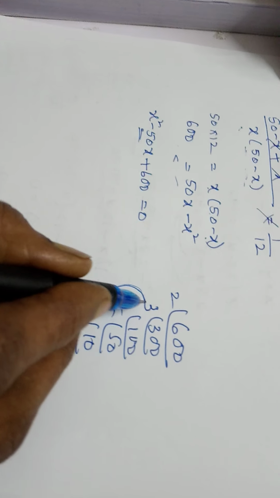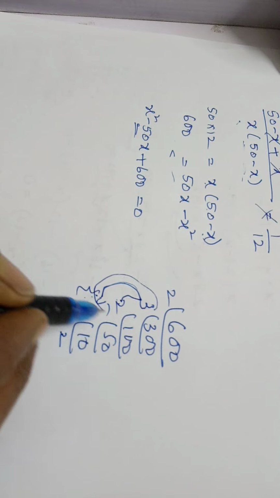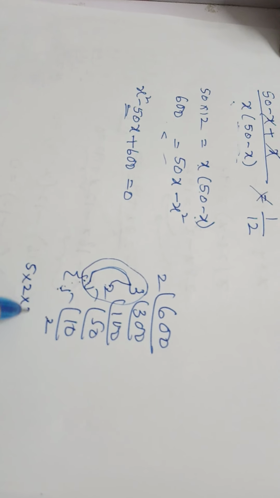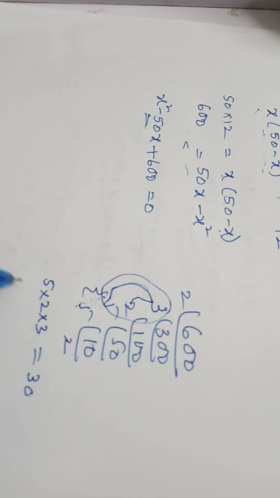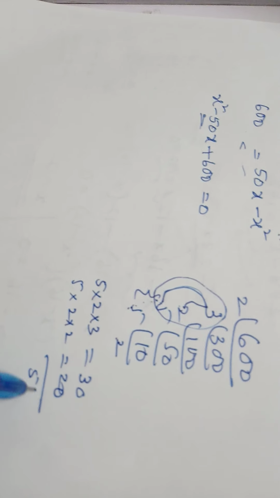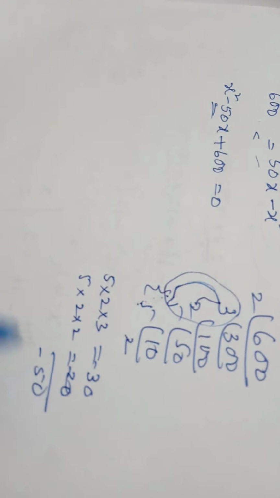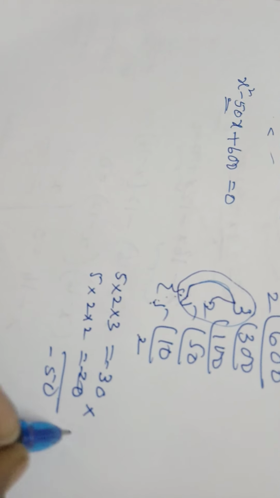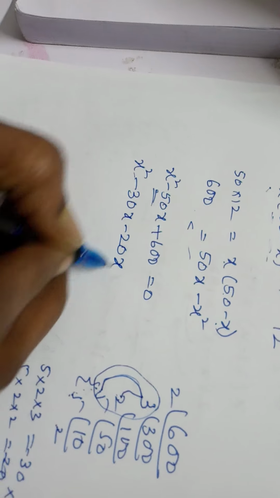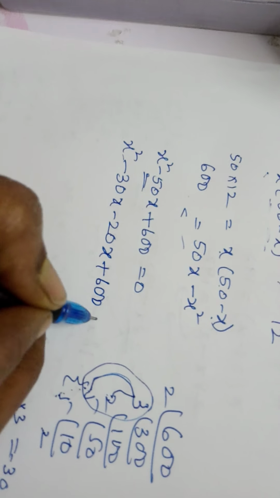5 3s are 15, 15 2s are 30, and 5 into 4 is 20. That is 5 into 2 into 3 is 30. 5 into 2 into 2 is 20. You get 50, with minus signs, and then if you multiply, plus 600. So you got it. Now x square minus 30x minus 20x plus 600 is equal to 0.